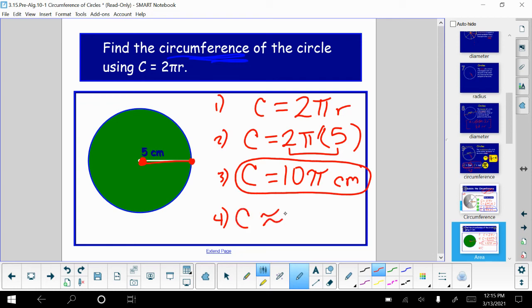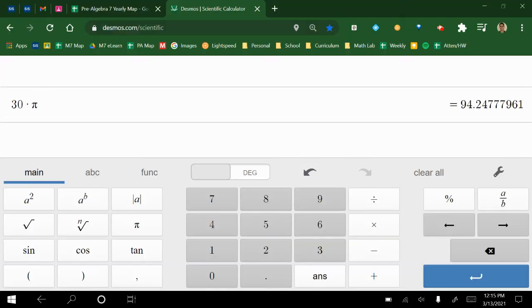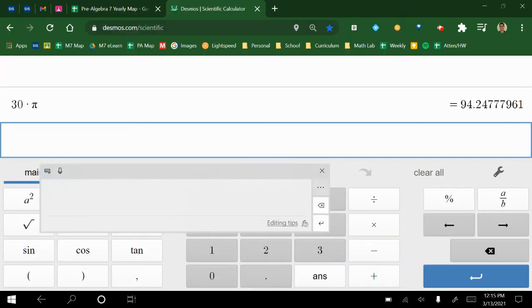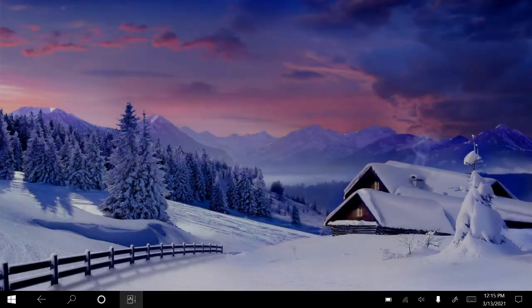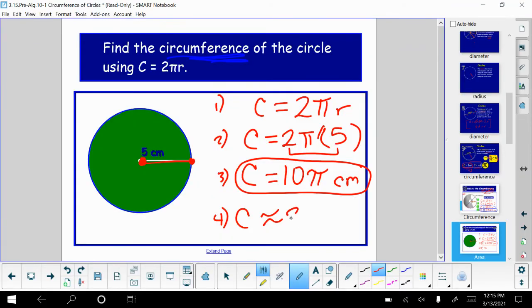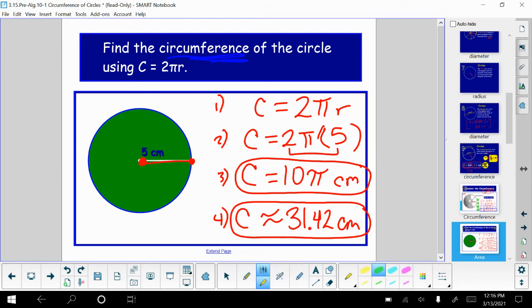So now let's come up with an approximate answer. We're going to go to our calculator, 10 times pi. Again, all of our answers are going to be slightly different from what the textbook gives us. 10 times pi, 31 and about 42, almost in the middle, but leaning a little bit to the right, 31 and 42 hundredths. And so there we have 2 different answers. One is exact, one is approximate.